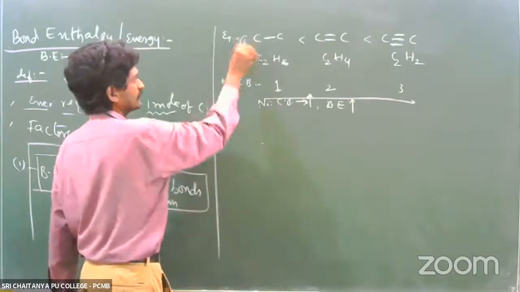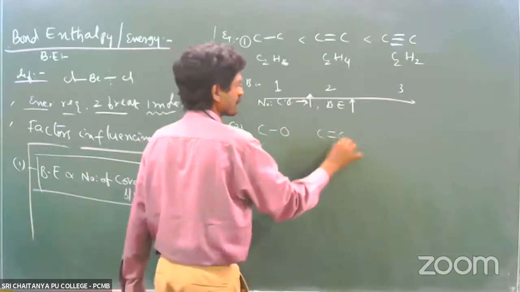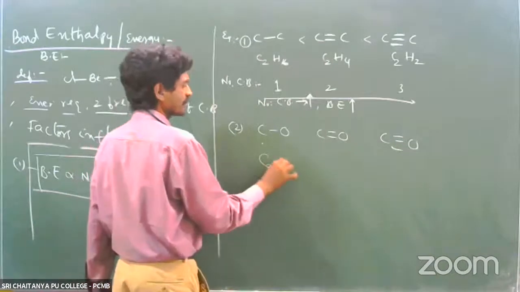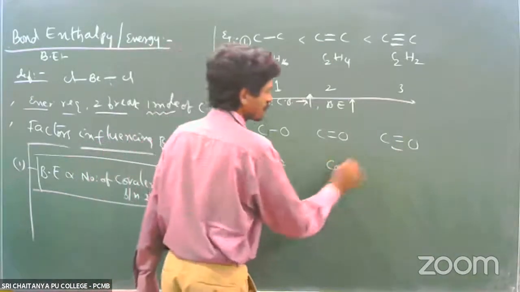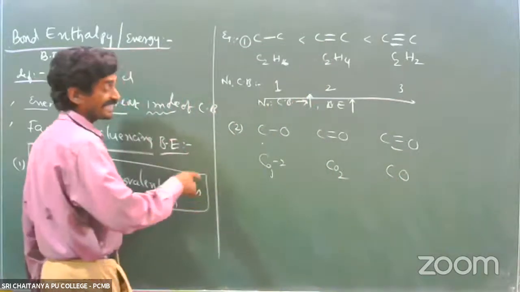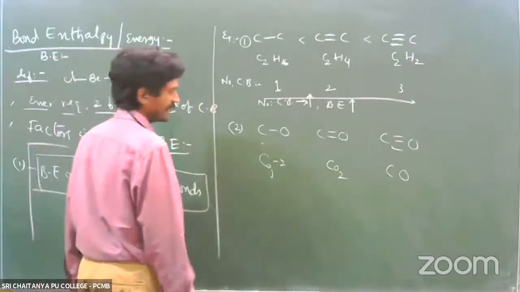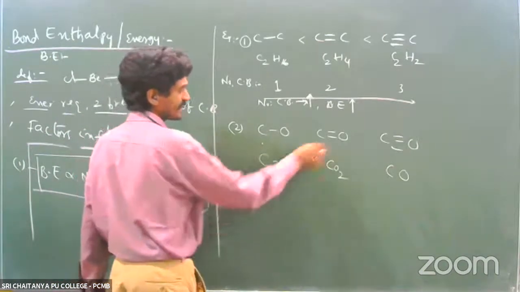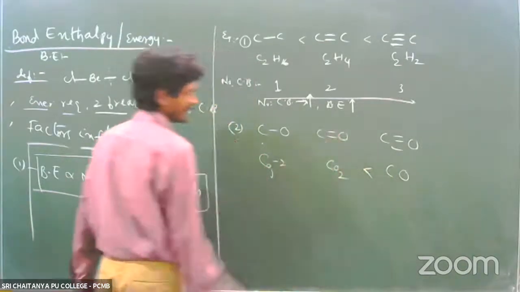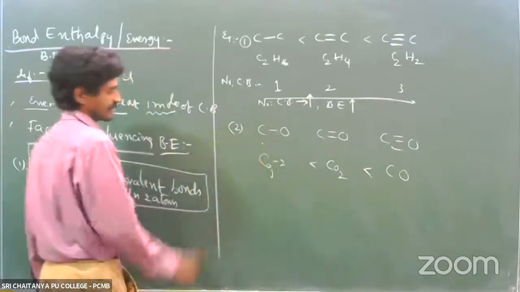Next, another example. Take a carbon oxygen single bond, carbon oxygen double bond, carbon oxygen triple bond. This is the case of the CO2 molecule, and this is the case of the carbon monoxide molecule. What is the increasing order of bond energy of these molecules? Here the carbon oxygen single bond is there, here a double bond, and here a triple bond. That's why carbon monoxide has very high bond energy, next carbon dioxide.